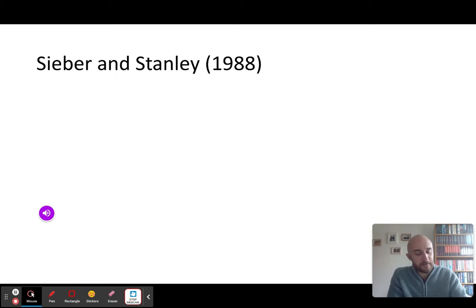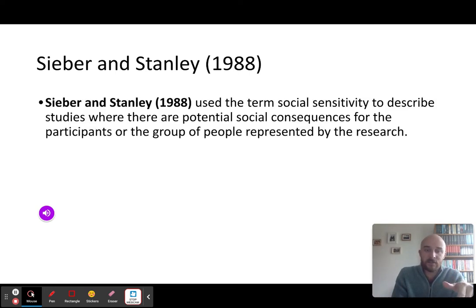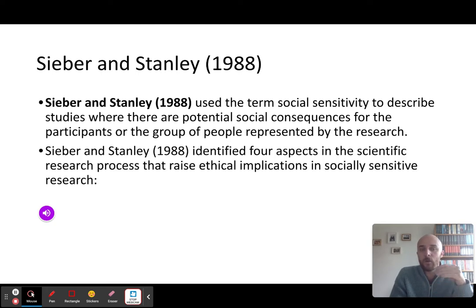So Sieber and Stanley came up with four things you need to take into account when potentially doing unethical pieces of research. They were the people that came up with the term social sensitivity, and they said that if you're not taking care of these four principles, which I'm going to go through in a second, you are potentially engaging in socially sensitive research.